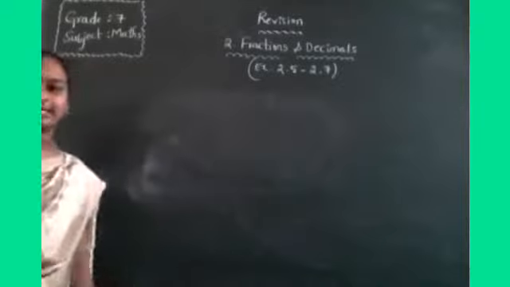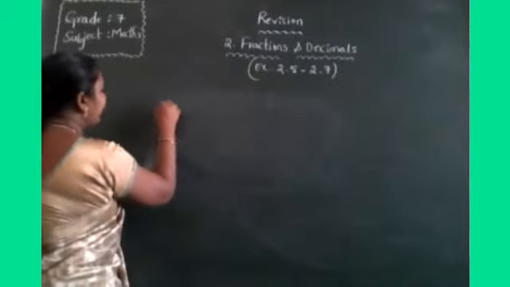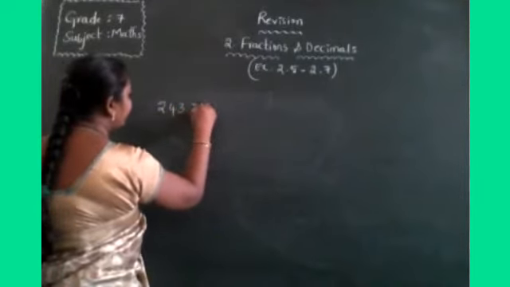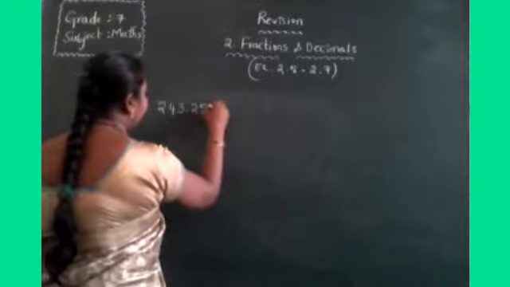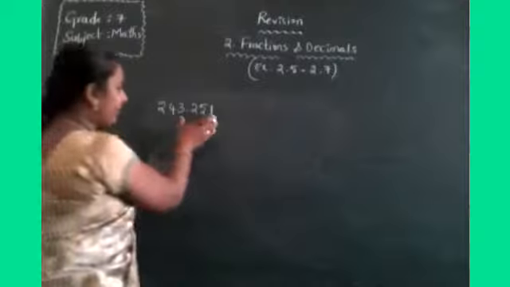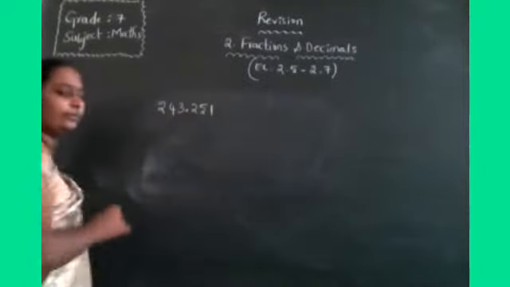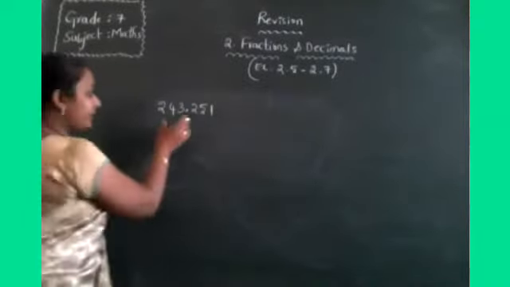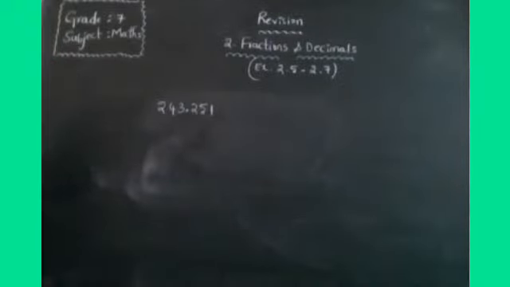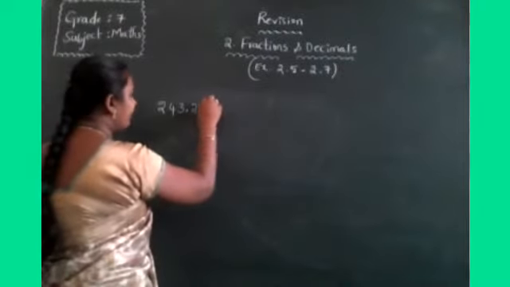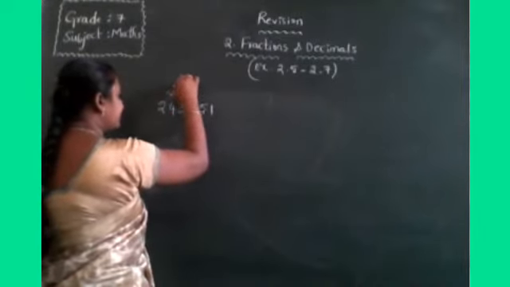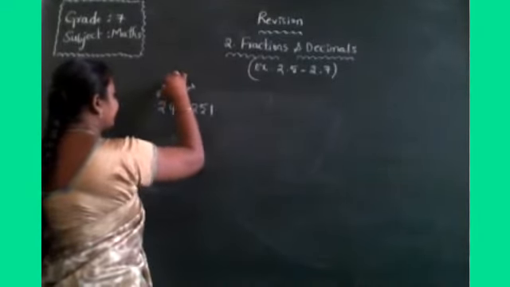Next, how to expand decimal numbers. I already explained the same. Take 243.251. It is a decimal number. Why? Because it has a decimal point. Okay, expanded form. Before expanding the decimal number, give the place values. The place value of 3 is ones, 4 is tens, and 2 is hundreds.